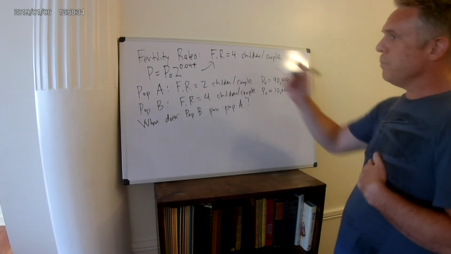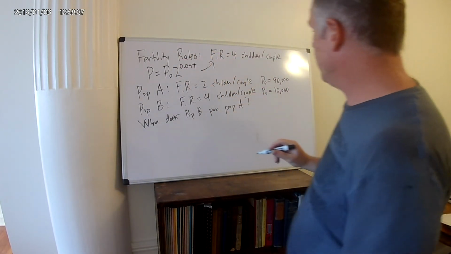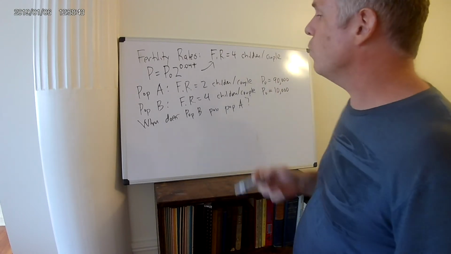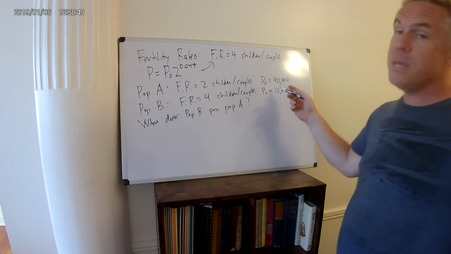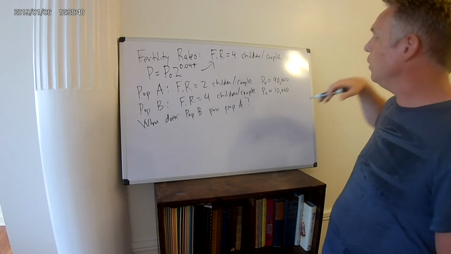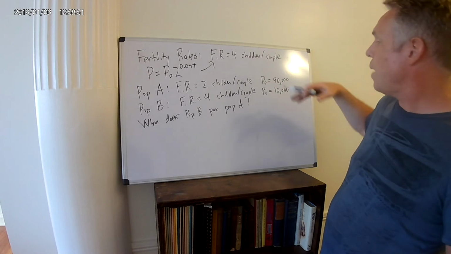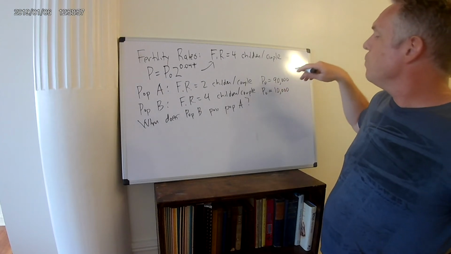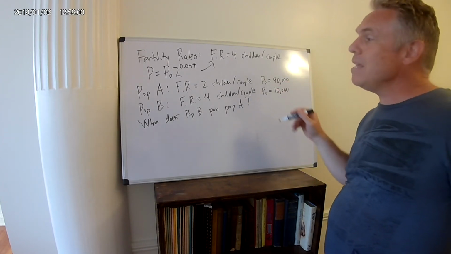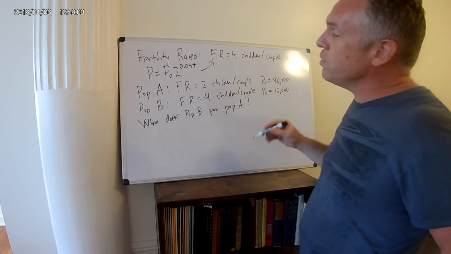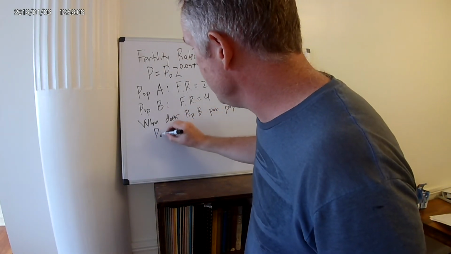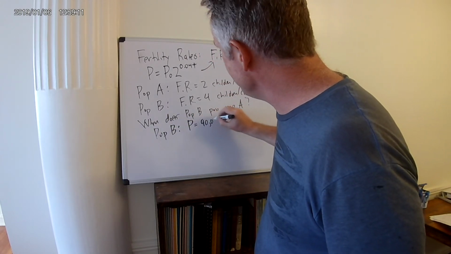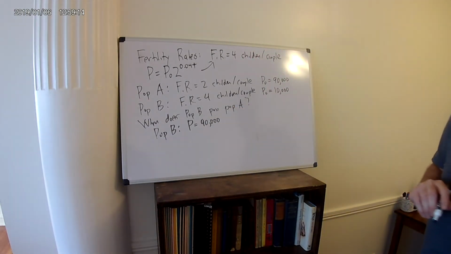Well, let's apply this equation here to population B. Population A stays at 90,000 and population B grows from 10,000, so when population B reaches 90,000, that's when it will pass population A. So population B will pass A when population B equals 90,000. If we take this equation for population B, our P will equal 90,000 when population B passes population A.